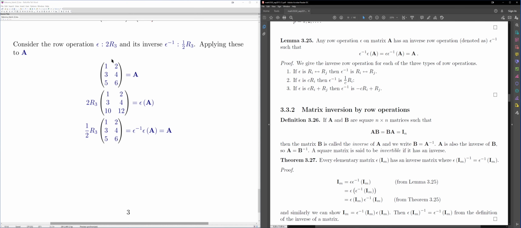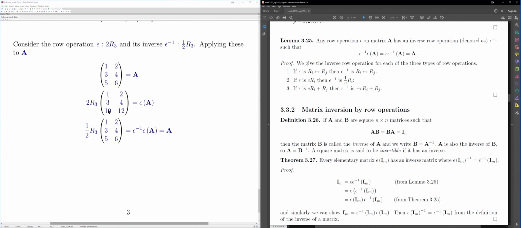Right, so let's take a look at this example. I have this matrix A over here, and I'm going to apply this row operation first, right, which is multiplying row 3 by 2, right? Okay, so this is the original matrix A, right? And I multiply row 3 by the scalar 2, right? So I get a 10 over here and I get a 12 over here, right?